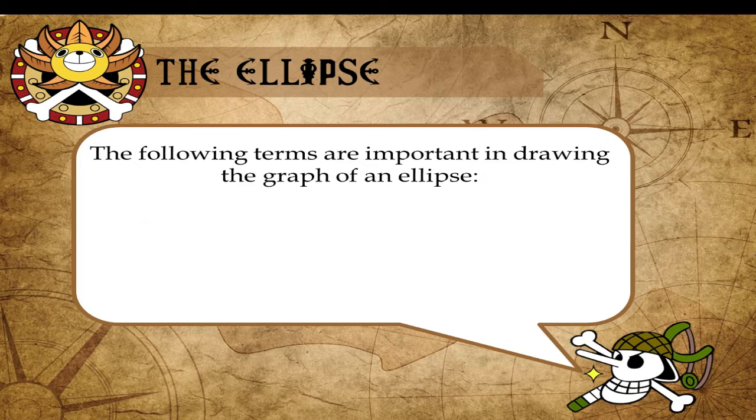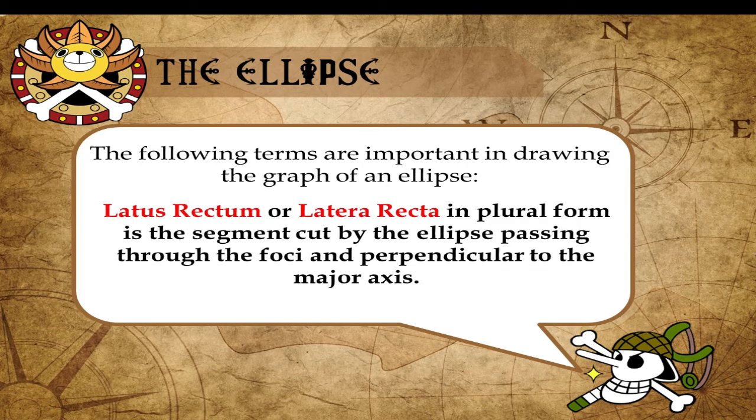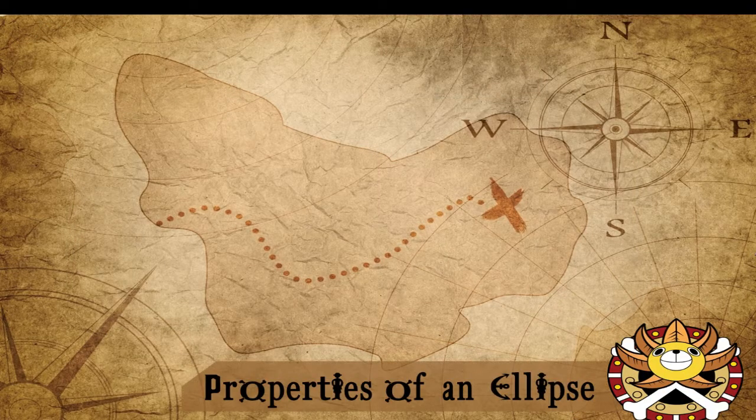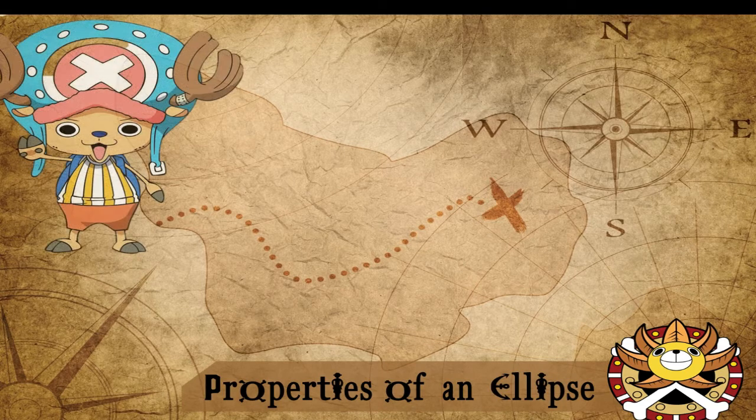Remember that later. Then, latus rectum, or lateral recta in plural form, is the segment cut by the ellipse passing through the foci and perpendicular to the major axis. The formula for the length of the lateral recta is equal to 2b squared over a. So, these are the properties of an ellipse.